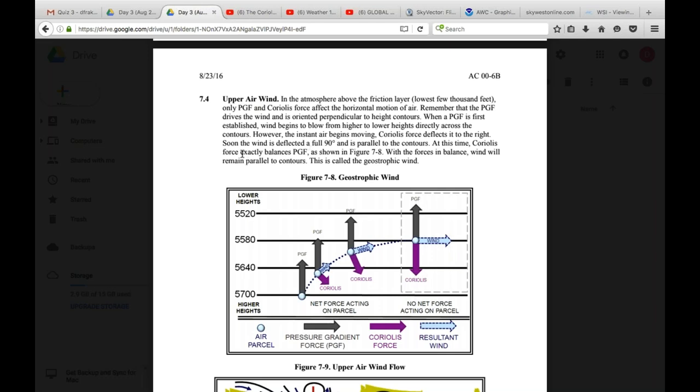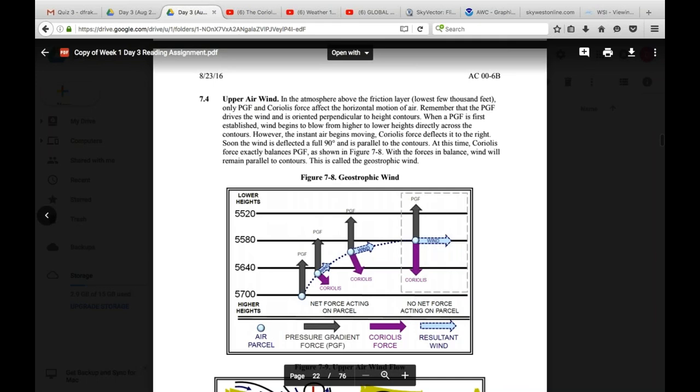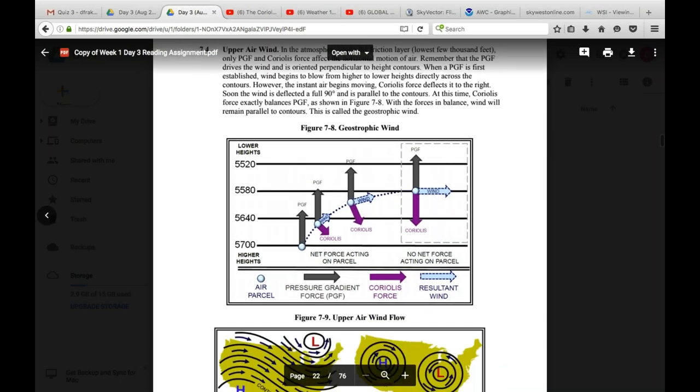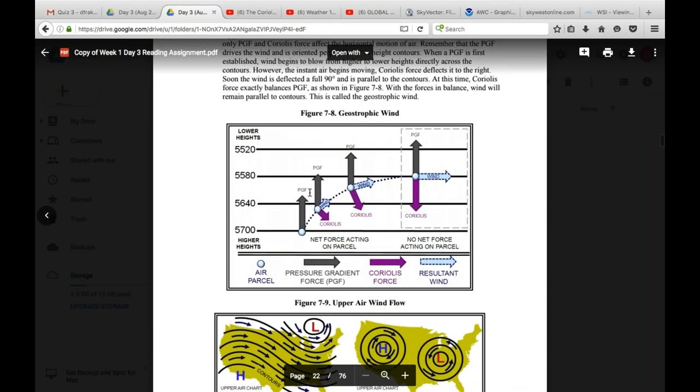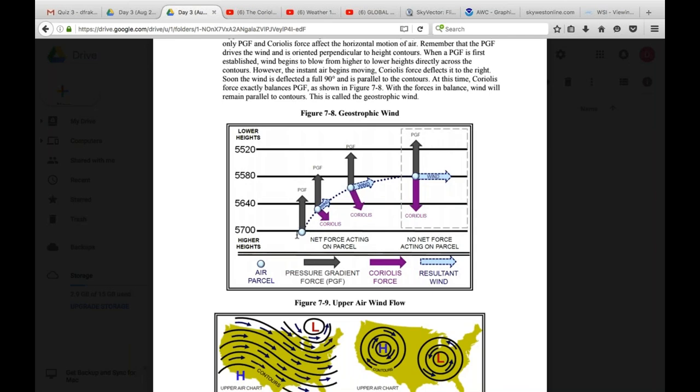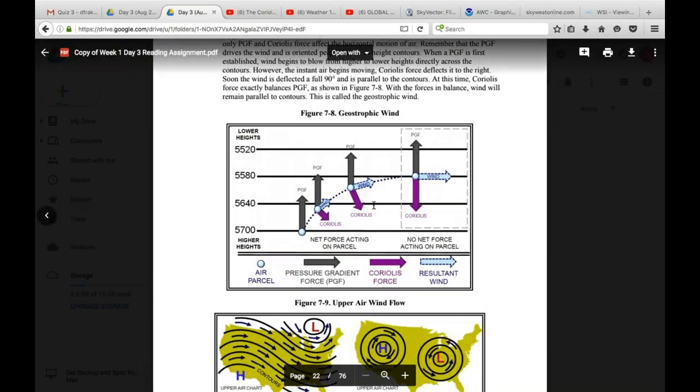At this time, Coriolis force exactly balances the pressure gradient force, and with the forces in balance, wind will remain parallel to the contours. This is called geostrophic winds. So with pressure gradient force, the wind starts out going across, you know, from higher to low. And then the Coriolis force is pulling it to the right. And eventually, when these two equal out, it'll be going parallel.